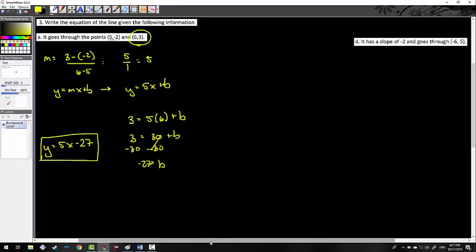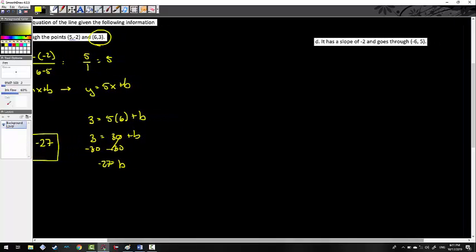Let's go and look at D. D is actually, ironically, easier, even though it's later on in the packet, because in this one they already give you a slope. They tell you that m equals negative 2, and it passes through negative 6, 5. So we just have to set this thing up.